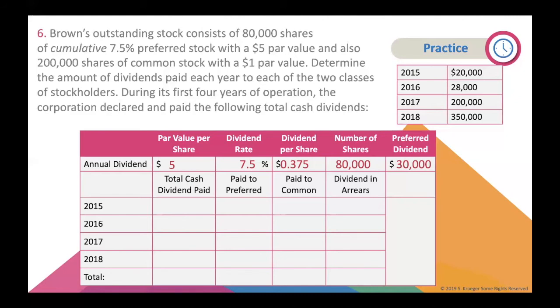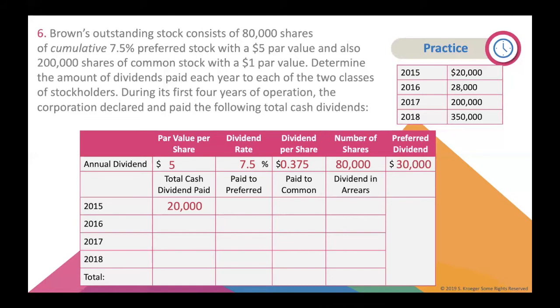The small chart on the top right corner shows how much we can pay out in dividends. The first year is 2015. We have enough money to pay out $20,000 in dividends. This also goes into the first box in the first column. The column total cash dividend paid is the total amount we can pay. We put the $20,000 in the first box because that is how much we have. We can't pay out more than we have.